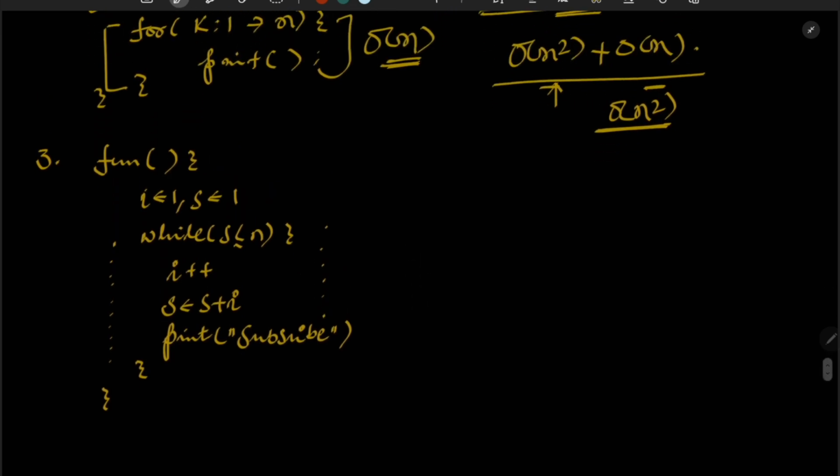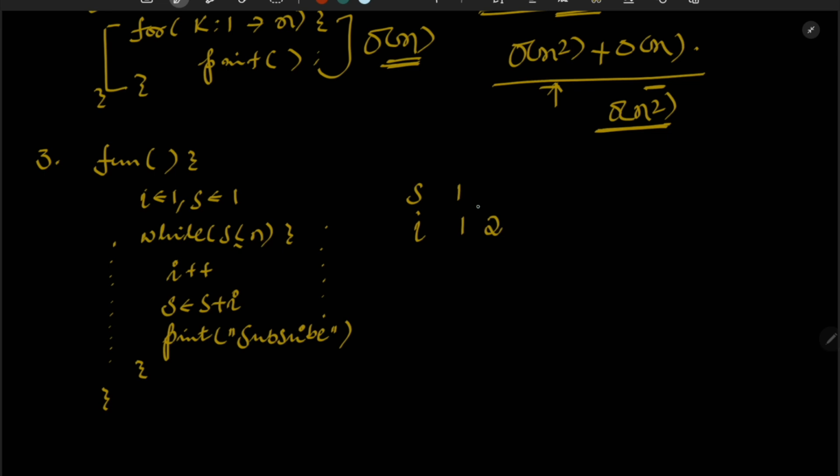Rather it's depending on the i value, right? So essentially s should be less than n, and the value of s is depending on i, and i itself is getting incremented by 1 in each of the iterations. So let's analyze it further. Let me write the values for s and i here. To begin with, s is 1, i is 1, and in the next iteration i becomes 2 and s becomes s plus i.